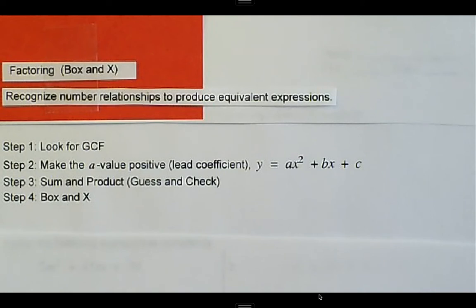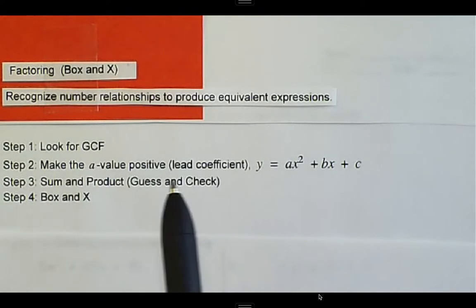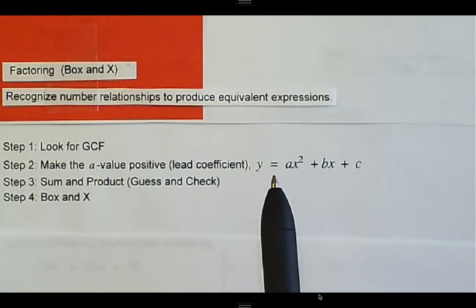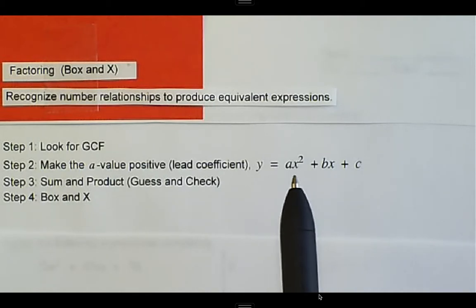We are talking about factoring and the box and X method. We still want to do the process that we normally would, where we start with looking for a greatest common factor. If we can factor something out, then that will help us deal with smaller numbers. Then step two, we want to make the a value positive. So if we have it in the quadratic form, ax squared plus bx plus c, then we want to make sure that the a, or the coefficient on the x squared term, is positive.